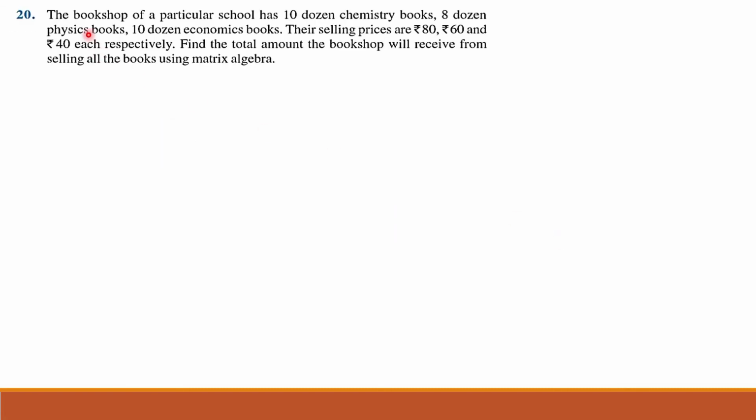So moving to the 20th problem, यहाँ पे भी हमें एक वर्ड प्रॉब्लम दिया है that the bookshop of a particular school has 10 dozen of chemistry books, 8 dozen of physics, 10 dozen of economics books. Their selling prices are 80, 60, 40 respectively. We have to find the total amount the bookshop will receive from selling all the books.